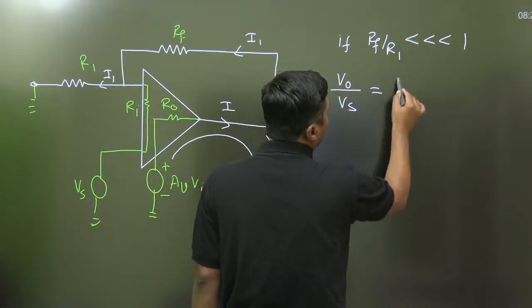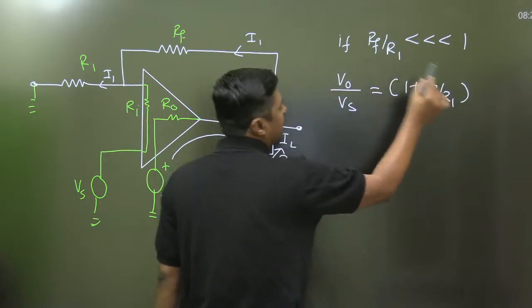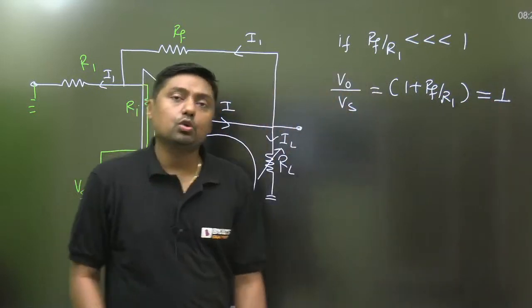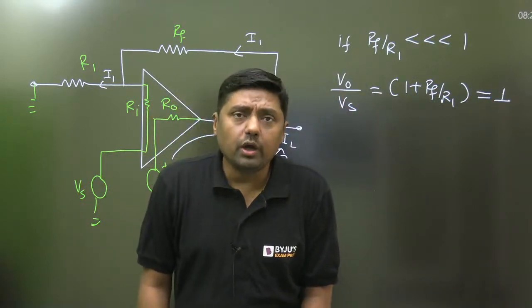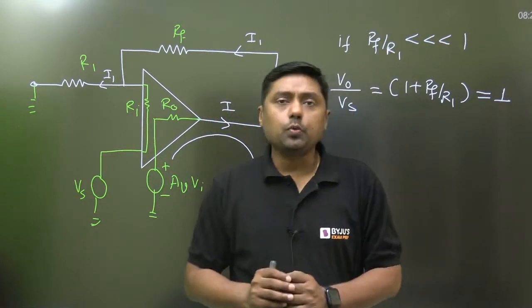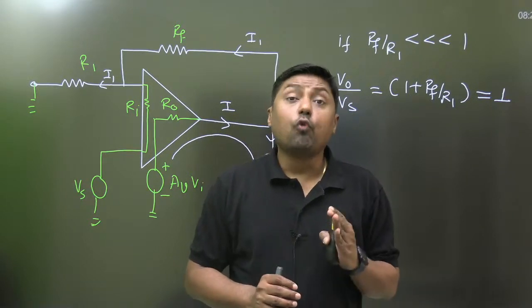What will be the gain? 1 plus RF by R1. RF by R1 is negligible. The gain is equal to what? 1. Gain is equal to 1. Gain equal to 1 means output voltage will follow the input voltage, and that's why it is called voltage follower.